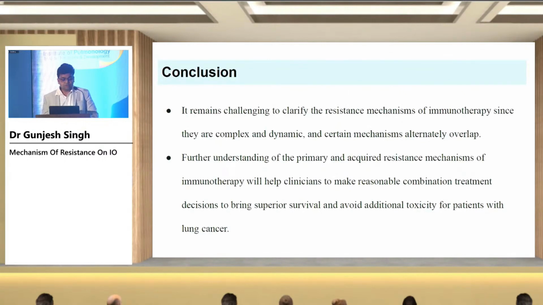So this is my last slide. To conclude, we have seen that there are various mechanisms of resistance with immunotherapy, and they are very complex and dynamic, and we can't really clarify them because these mechanisms certainly overlap with each other. We have seen that primary and acquired resistance is very important for the clinician to make a reasonable combination of treatment, that we should add chemotherapy or targeted therapy along with immunotherapy to handle all this resistance, to improve the survival and to avoid additional toxicity to the patient.